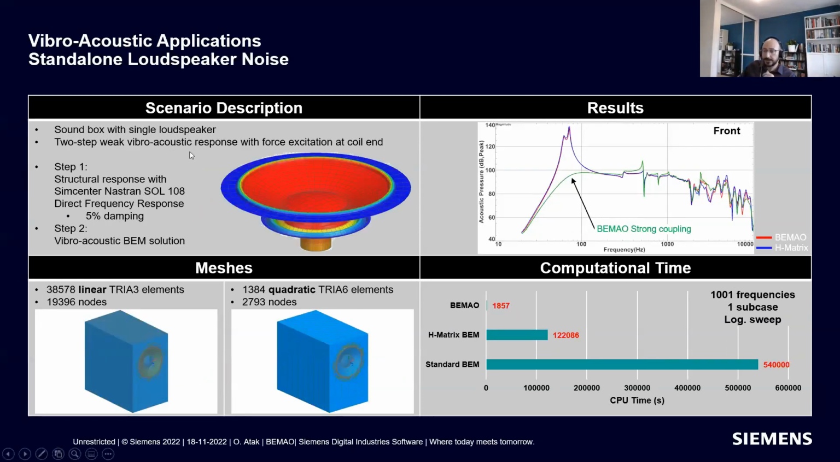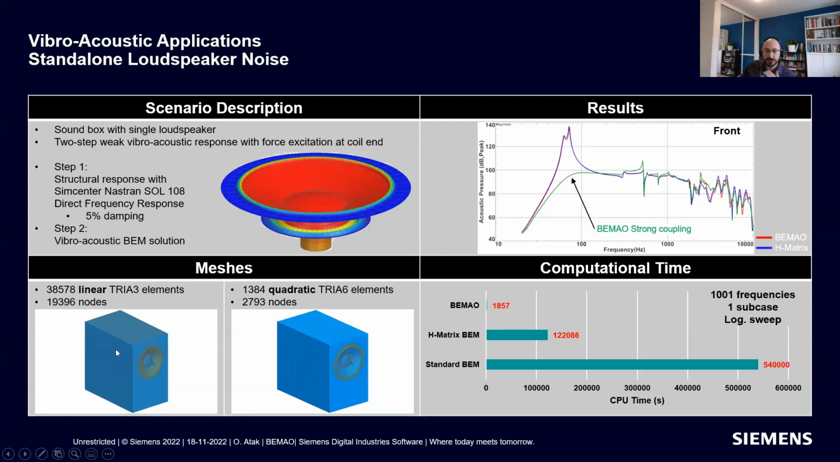A vibro-acoustic example. So here we are looking at a loudspeaker. It's a weak coupling. So we have strong coupling and weak coupling scenarios here. So the H-matrix solver we had only supports weak coupling, so that's also where we compare. But we can also do strong coupling with BEMAO with our structural solver. So this is also how you see it's very important to include strong coupling in some cases.